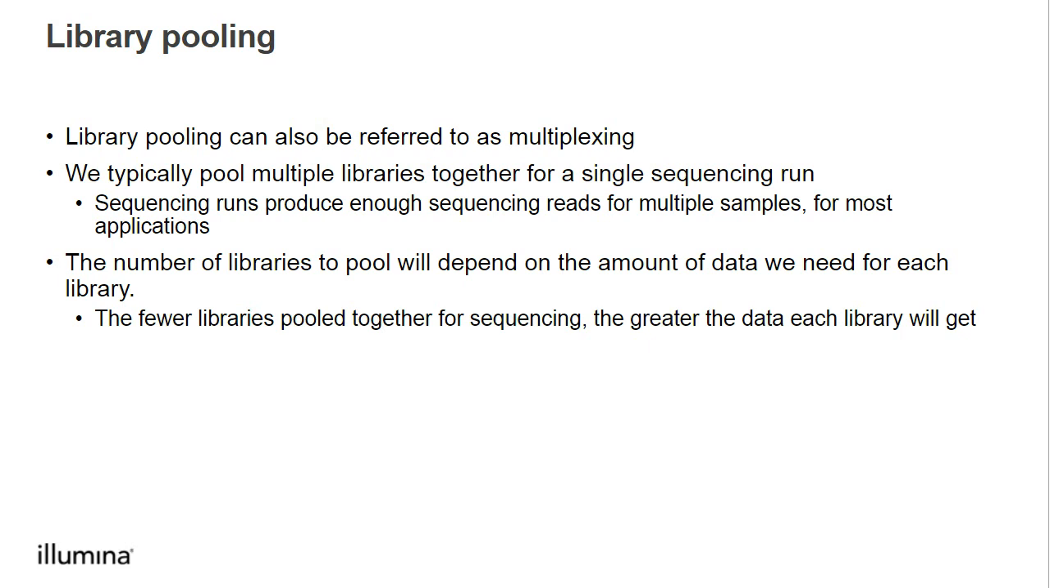The number of libraries we want to pool together for a run will depend on the amount of data that we want for each library. The fewer libraries pooled together, the higher the number of sequencing reads for each library. As an example, if we pool 2 libraries together, each will get about 50% of the data from the run. If we pool 50 libraries together, each library will get about 2% of the data from the run.